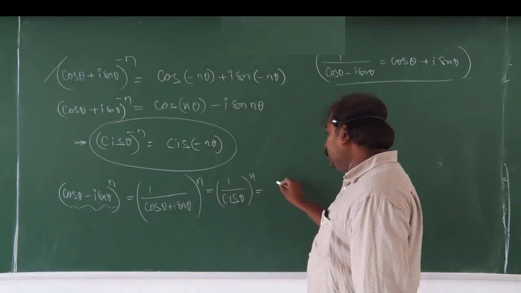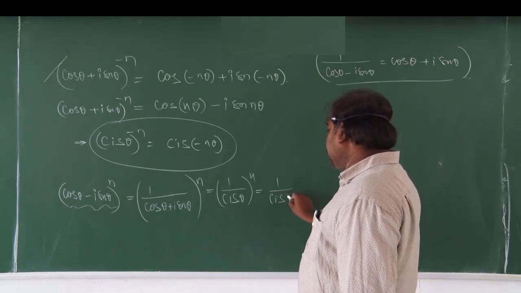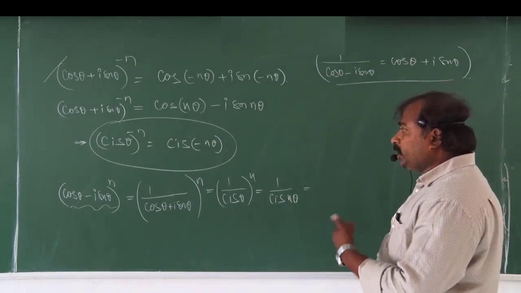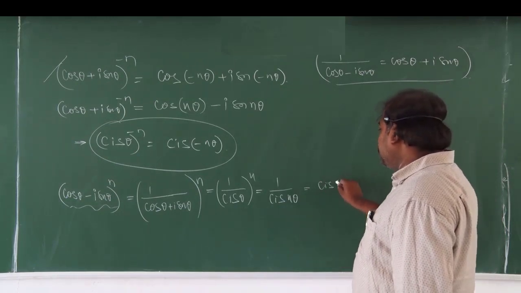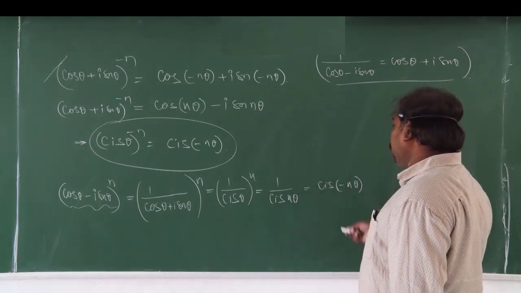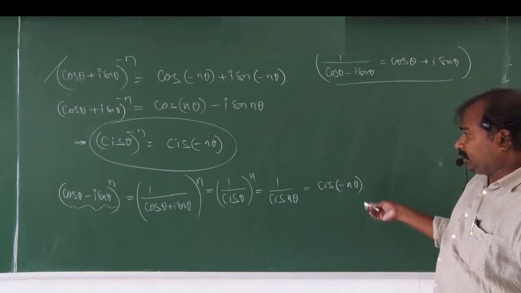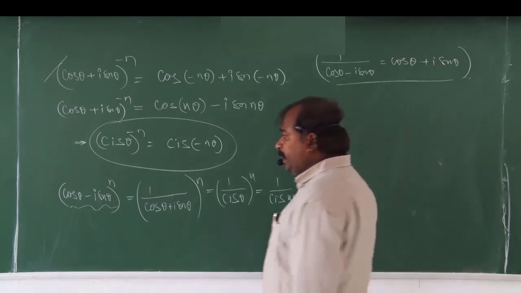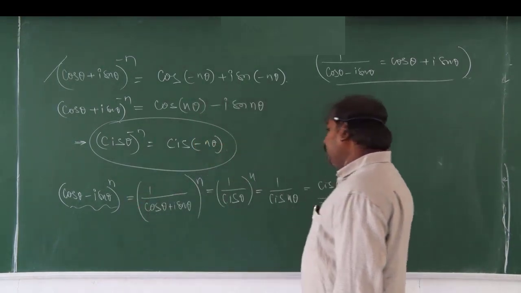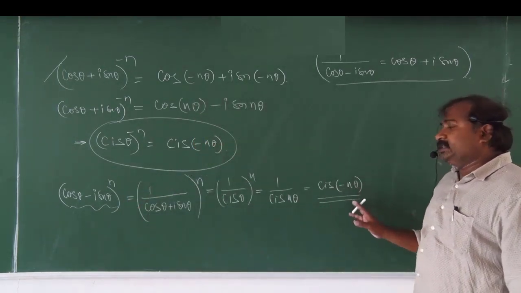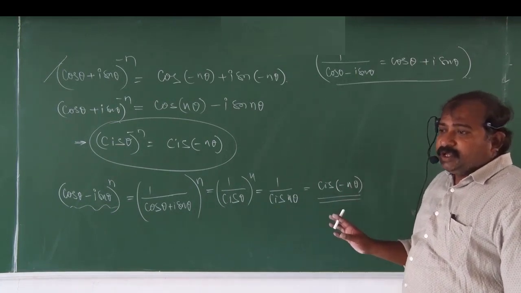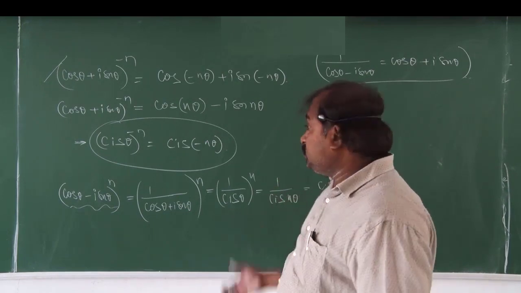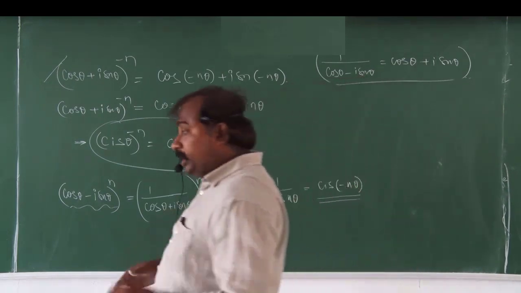Then how can I write this value? 1 by cis n theta. How can I write this total value as cis of minus n theta? Okay, till here it is okay. So cos theta minus i sin theta whole power n, directly you can write as cis of minus n theta. Remember these values also. Why we are giving these values: when we are doing the bits, we can use these concepts. Okay, I will give one example.